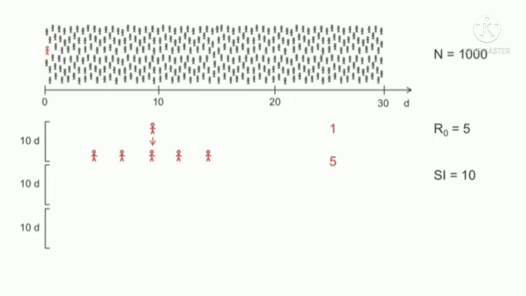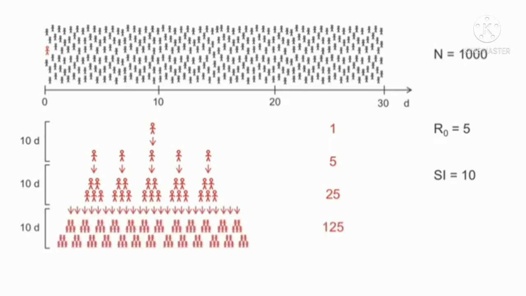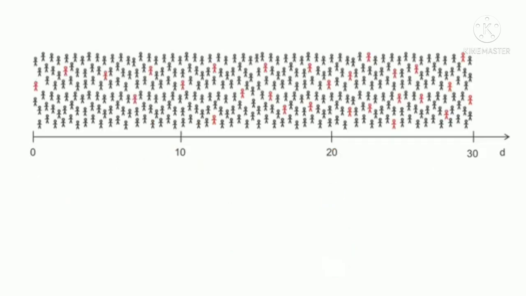They develop disease. After 10 more days, each of these individuals infects 5 more people in turn, and they develop the disease. So we have now 25 people, and after 10 more days, each one of those 25 people infects 5 people each. So we end up with 125 new infected individuals in the last 10-day period. So overall, we end up with 156 infected individuals in this population of 1,000. So what's the incidence of disease? That's 156 per 1,000 per 30 days, or 5.2 per 1,000 per day.